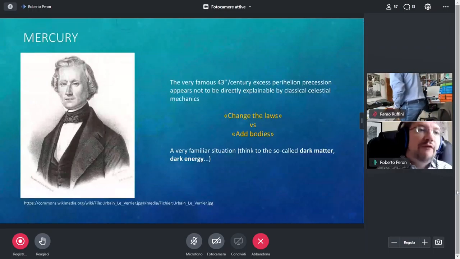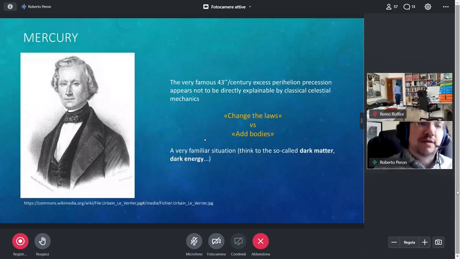But this is a very familiar situation, which is a sort of paradigm also valid in the 20th and 21st century, thanks to the so-called dark matter and dark energy problems. Each time we are faced with a choice between modifying our fundamental theories or finding some missing matter.